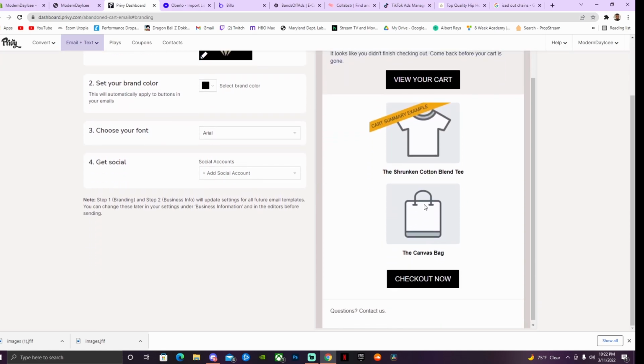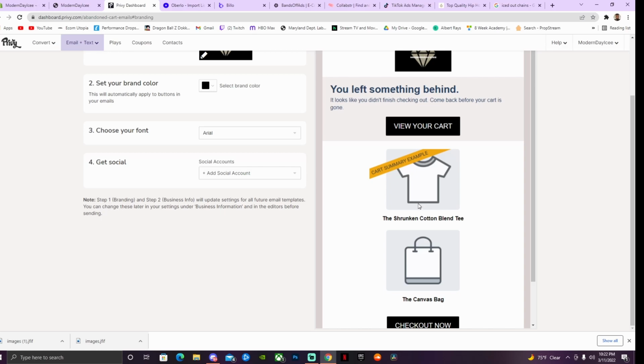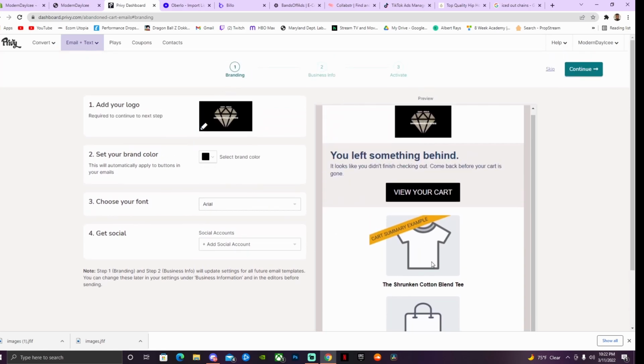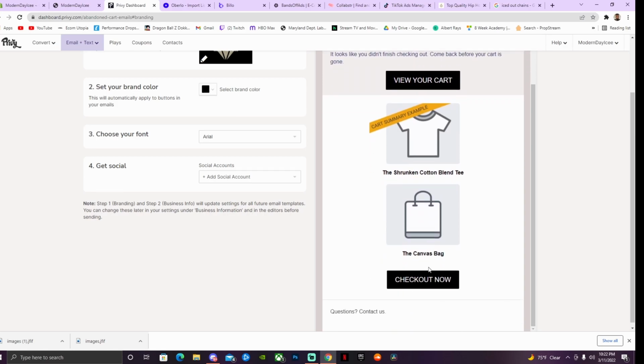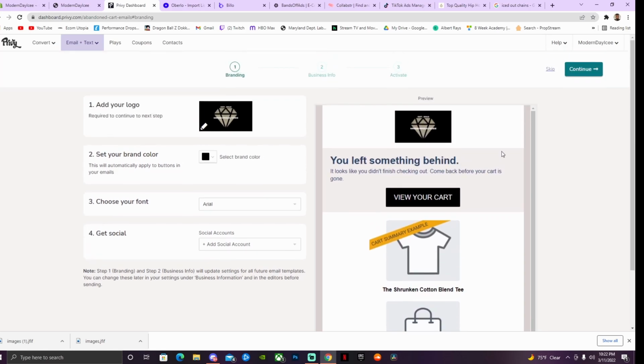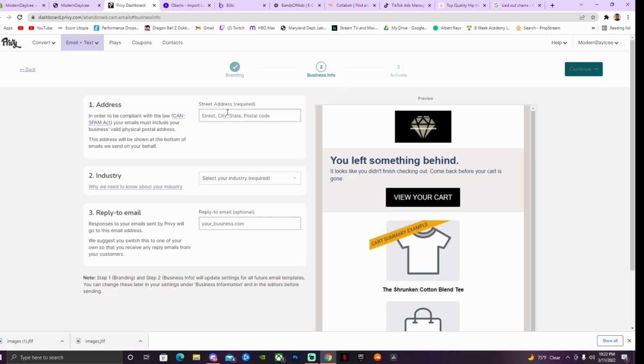So it would show whatever product that they had in their cart that they didn't buy right here, and then I'm not sure if you can do it on Privy, but I know on Klaviyo you can have a discount code that you can set up to get them back to your site. But it's pretty similar to Klaviyo. So if you were using Klaviyo, you can do the same thing.